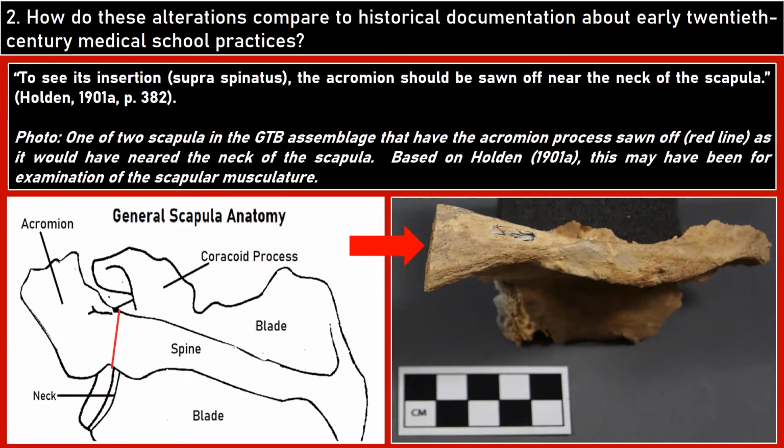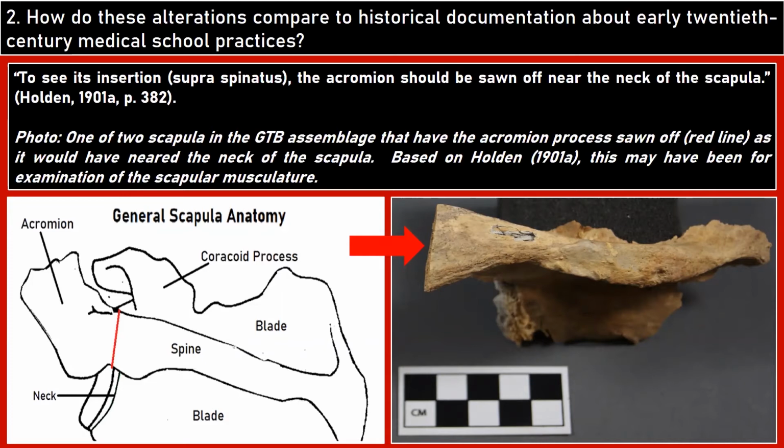In this photo on the right, I am showing you one of the examples in the assemblage of a sawn off acromion process. The red arrow is showing you the location of the cut where the process would normally be. In the diagram beside the photo, you have a typical anatomical drawing of the superior or top portion of the scapula. The acromion is the projecting knob on the left of the diagram, which comes off of the blade portion of the scapula via the spine. The spine is actually what you're viewing in the photo there on the right. Again, the red line on the anatomical drawing is showing you where this acromion process has been cut.